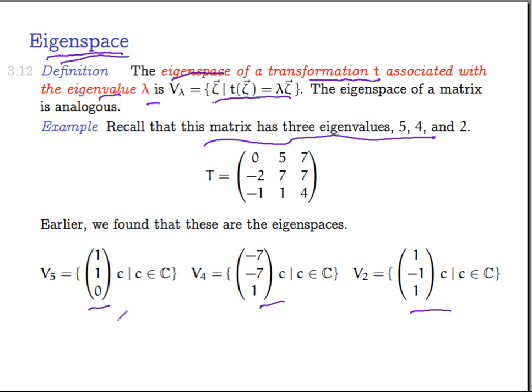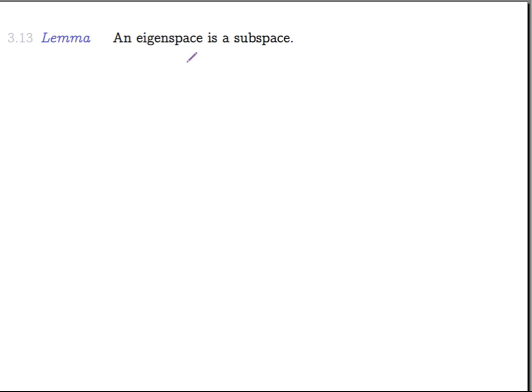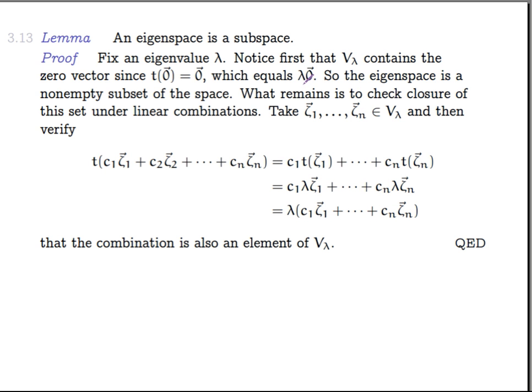Okay, so we need to prove that an eigenspace is a subspace in general. In other words, the set of all eigenvectors corresponding to a particular eigenvalue forms a subspace. And this has an algebraic proof. If we take a particular eigenvalue, first of all, we notice that 0 is always in this eigenspace because T applied to 0 is always equal to lambda times 0. Okay, so the eigenspace is non-empty. What remains to check is closure on the set of linear combinations.